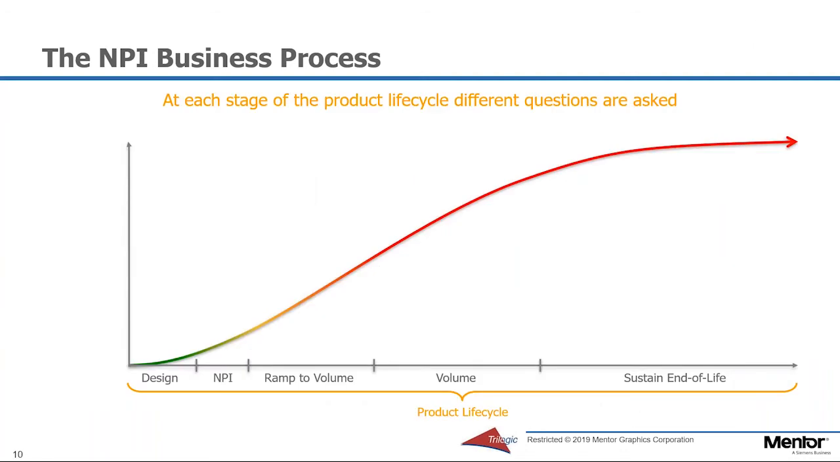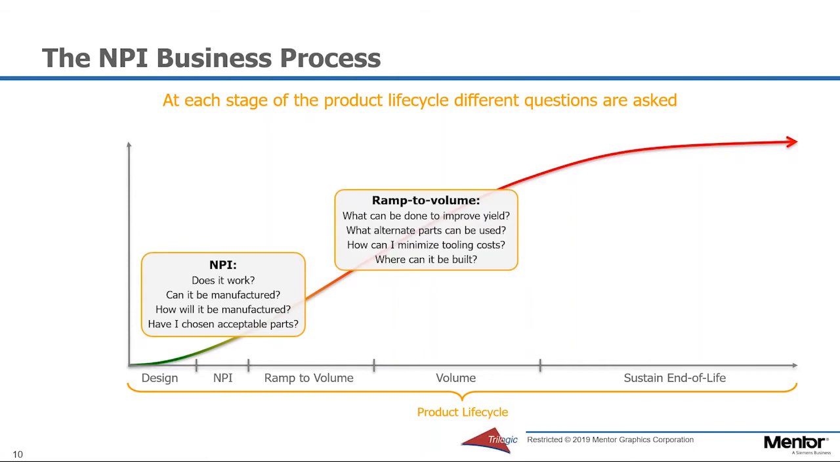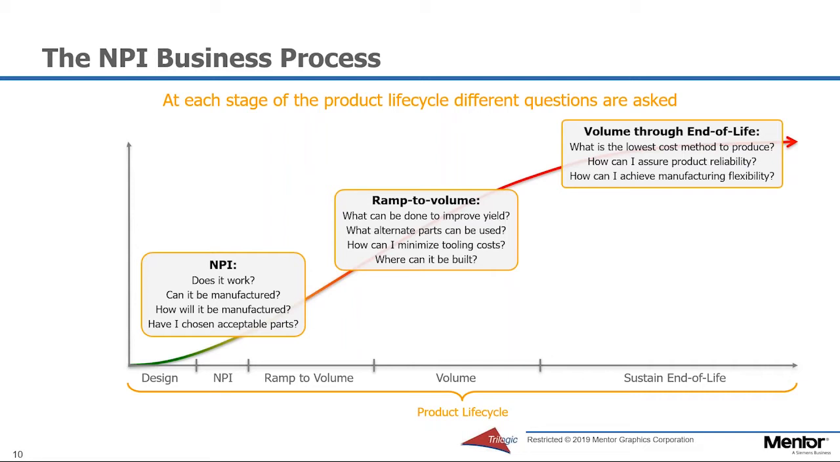There are multiple steps in the new product introduction business process. The first questions are, does it work? Can it be manufactured? And how? During ramp to volume, it's what can be done to improve yield. Alternate parts, for example, alternate build locations. For volume through end of life, it's lowering the cost of production and improving product reliability.